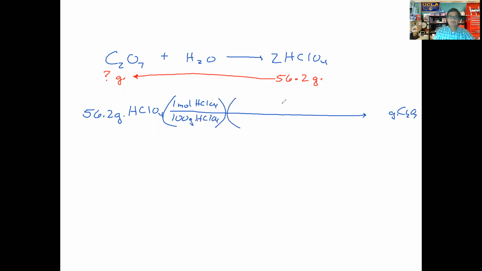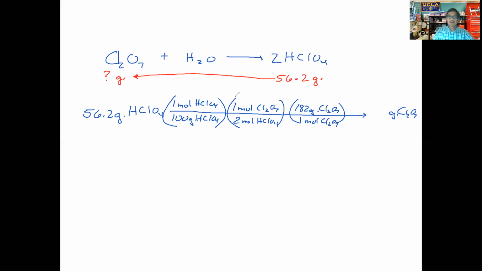The second conversion factor, remember, is the mole ratio, perchloric acid to dichlorine heptaoxide. So it's going to be 1 mole of Cl2O7 over 2 moles of HClO4. The last conversion factor is the molar mass of dichlorine heptaoxide, and we're going to multiply by that. 2 chlorines and 7 oxygens give you a molar mass of 182. So 182 grams of Cl2O7 over 1 mole Cl2O7.